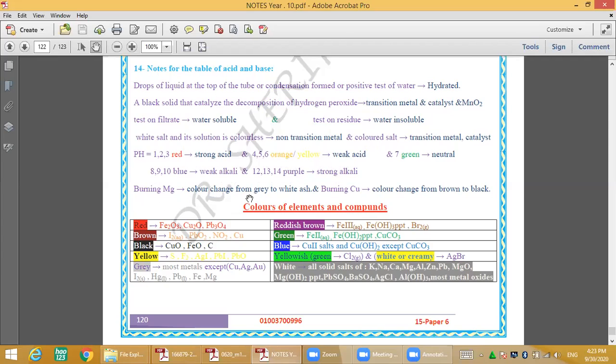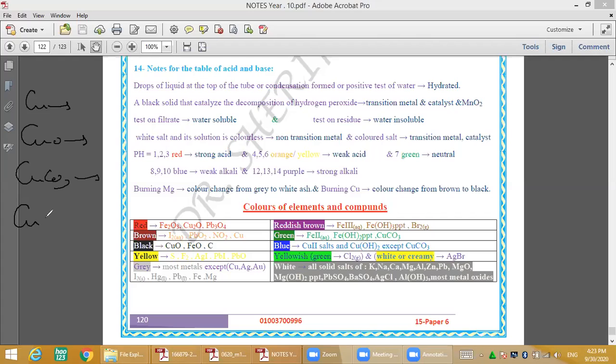Burning magnesium, color change from gray to white ash. Burning of copper, color change from brown to black. And we said that you must know all the colors of copper. Copper is brown, copper oxide is black, copper carbonate is green. All salts of copper are blue. So copper brown, copper oxide black, copper carbonate green, all salts of copper are blue.